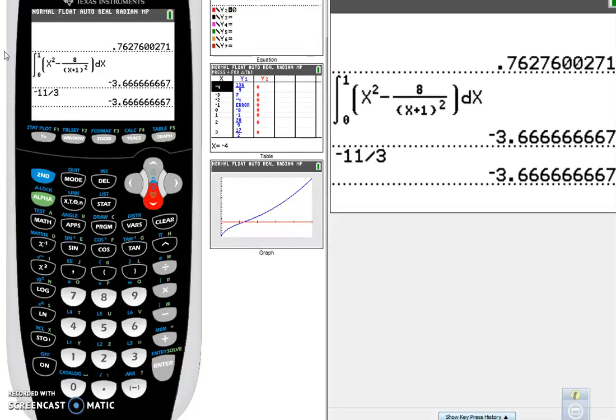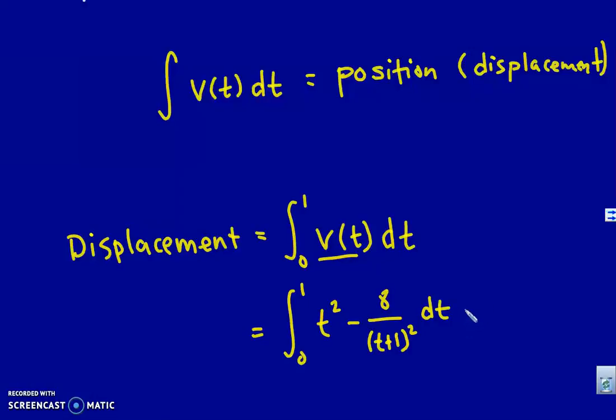Okay, so your textbook leaves it as negative 11 over 3, and I just want to show you that they are the same thing. Negative 3.66666666, and it keeps on going. But I'd rather you keep it as fractions. So using our calculator, we were very easily able to calculate this to negative 11 over 3.